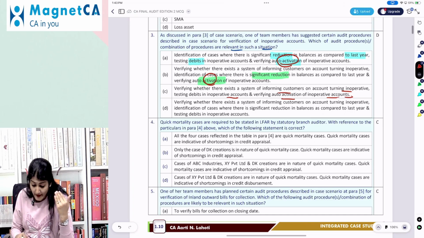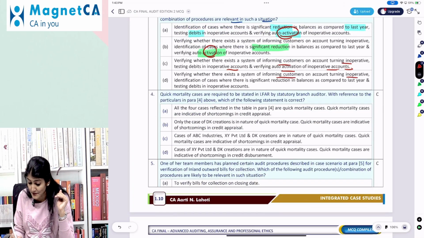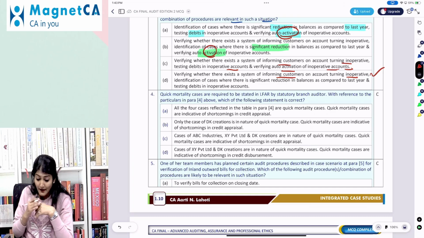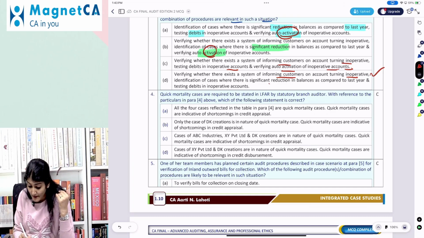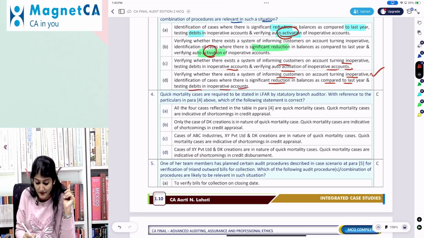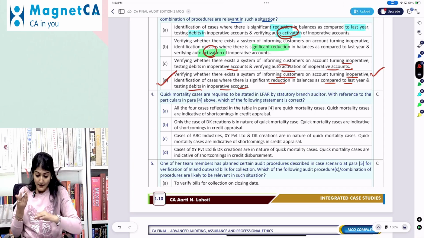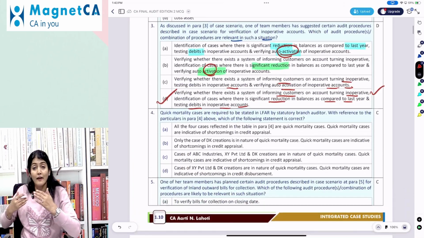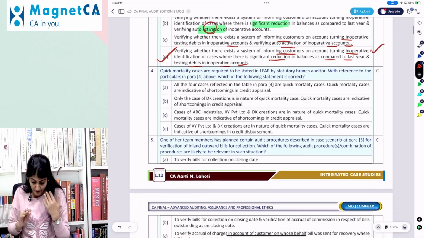Verify that there exists a system of informing the customers on the account turning inoperative, identification of cases where there is a significant reduction in balance as compared to the last year, and testing the debits in the inoperative accounts. So no auto activation; they have to be revived only with the proper authority.